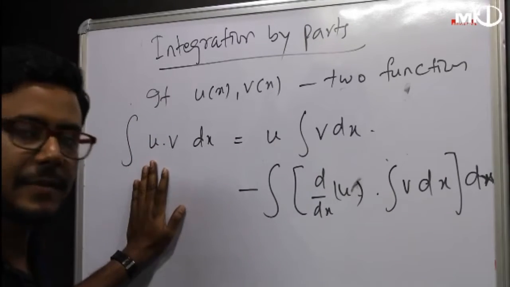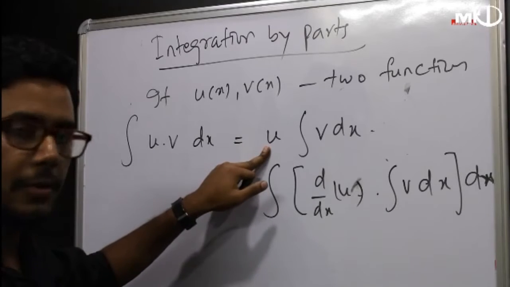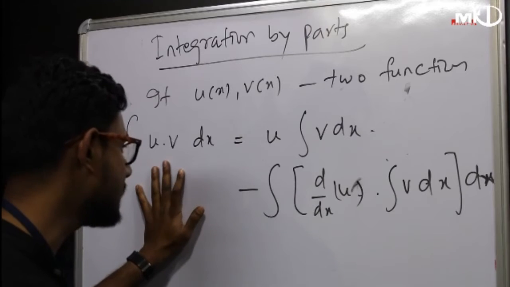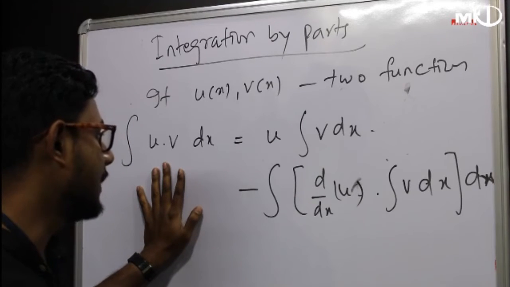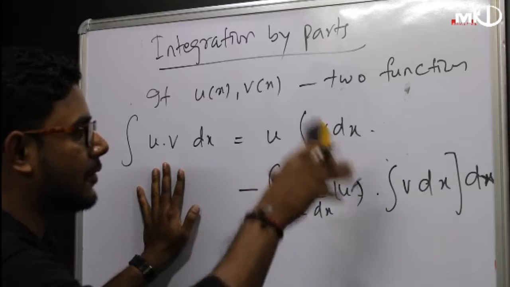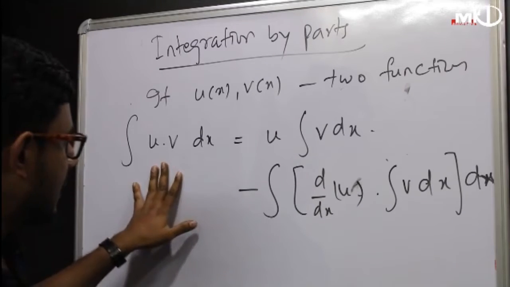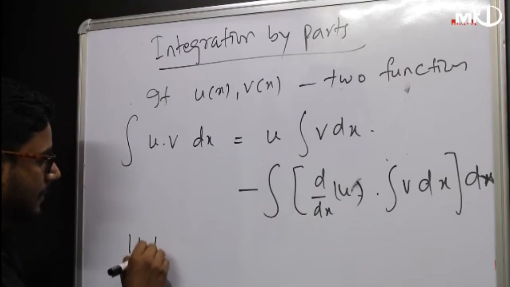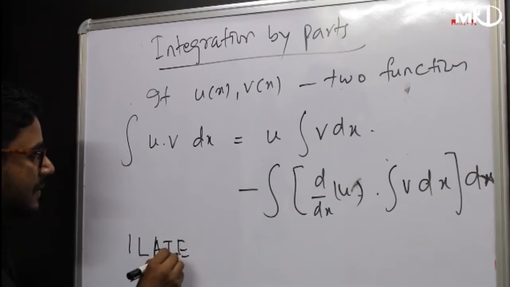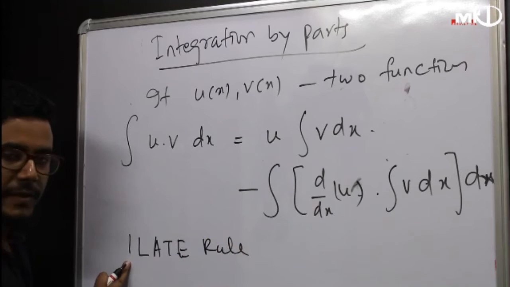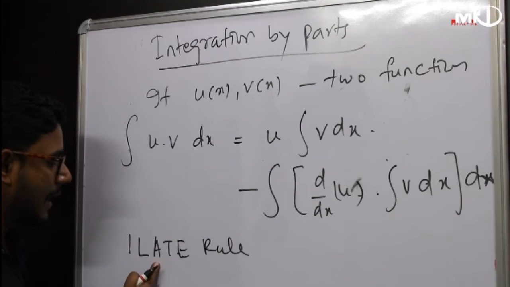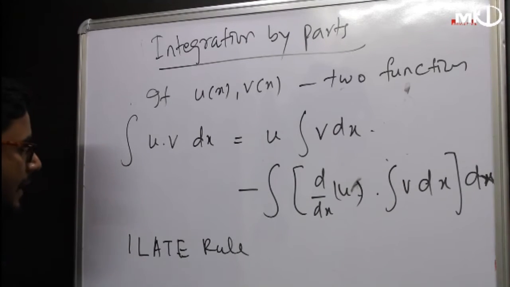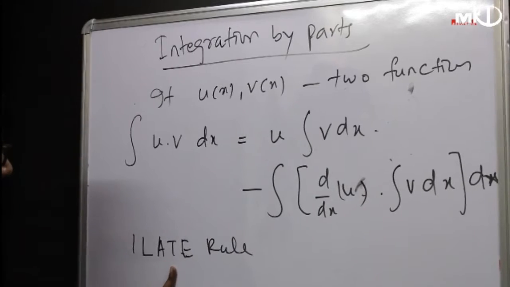Here it's not necessary to always take u as the first function or v always as the second function. You have to take the first and second function according to our suitability, so that we can find the integrations easily. To choose the first and second functions, there is a rule called the ILATE rule. Here I means inverse trigonometric functions, L is logarithmic functions, A is algebraic functions, T is trigonometric functions, and E is exponential functions. In this order we have to choose the first function and the second function.